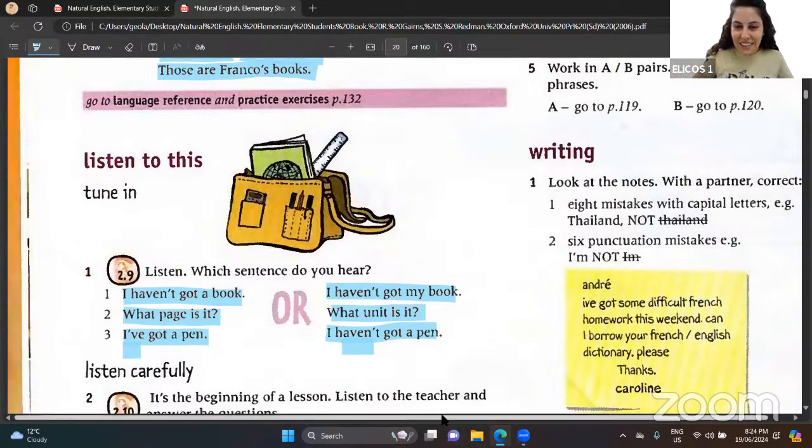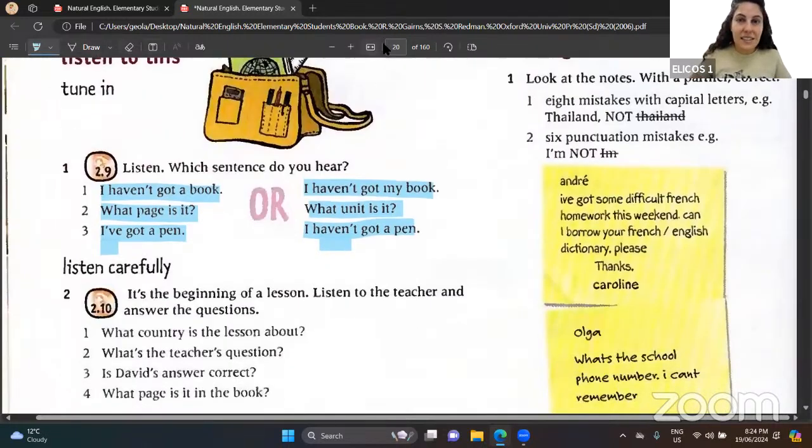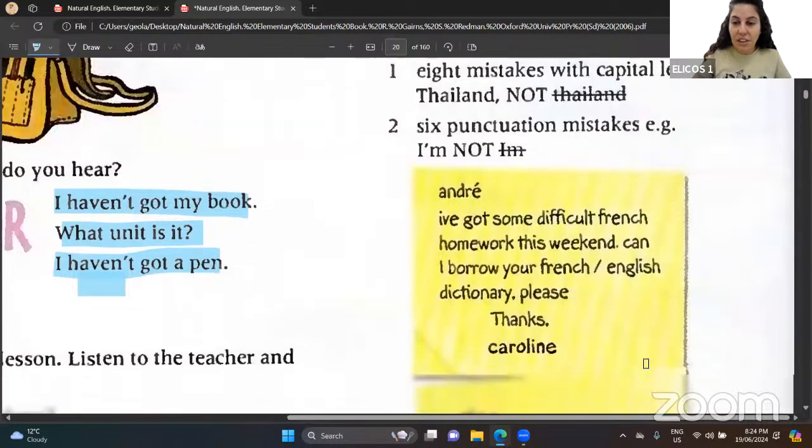Okay, so let's look at the mistakes in this little letter. So let's see if we need a capital letter or if maybe the wrong words or we need to add or capitalize. So Andre, what's wrong here? It's someone's name, so we need to put a capital A. I've got, so again, and then you have to put the apostrophe. I've got some difficult French. We need to capitalize because nationalities and countries.